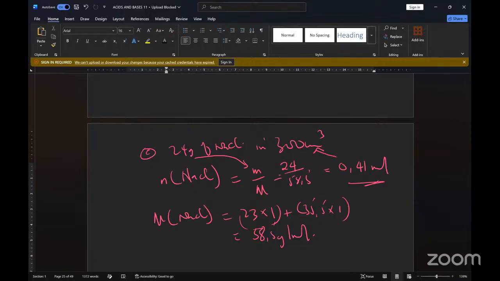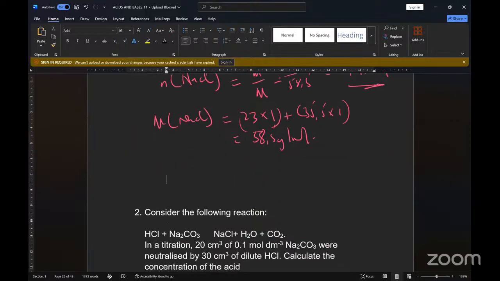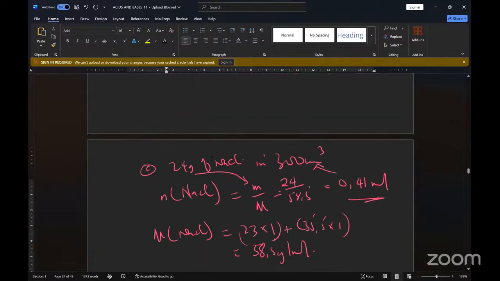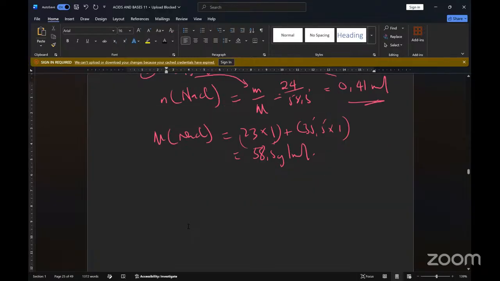But this mole is in this volume, so we have to change this volume to 1,000. Like I said, we can use proportion quickly. That's where proportion can be useful. You see, this 0.41 is contained in this. Therefore, 1,000 will be what? So you can say that 300 centimeters cube contains 0.41 mole. Therefore, 1,000 centimeters cube, because 1 dm cube is 1,000 centimeters cube, is going to be equal to what?